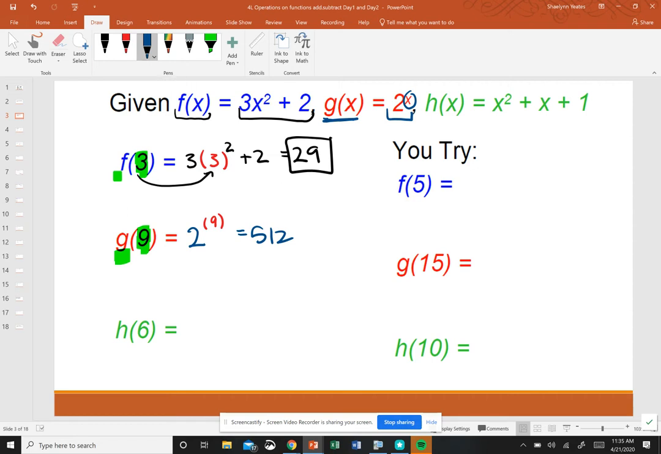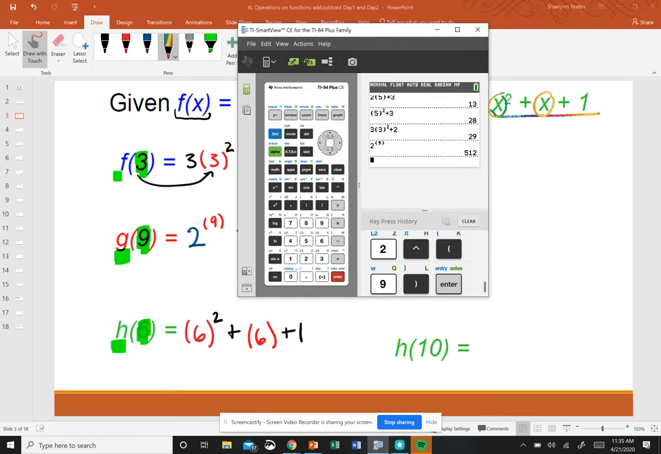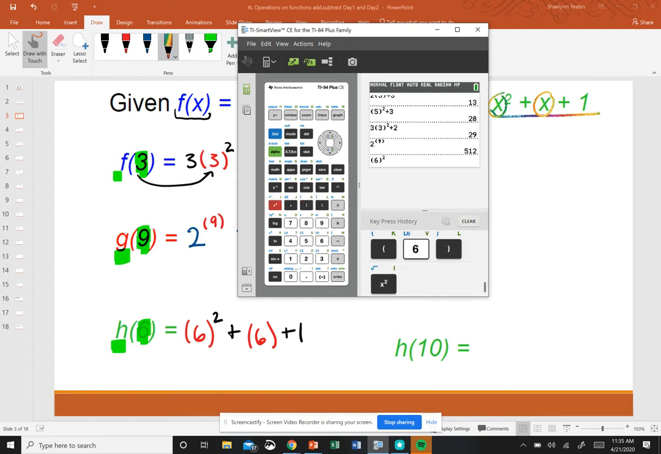Okay. And then on this last one, we're going to look at our h function, and we're going to plug in 6. So here's our h function. And everywhere I see an x, I'm going to plug in 6. So this is going to be parentheses 6, close parentheses, and then I want this squared. And then I want plus parentheses 6, close parentheses, then plus 1. Okay, so I literally take out my calculator. And I'm going to do parentheses 6, close parentheses, squared, plus parentheses 6, close parentheses, plus 1.